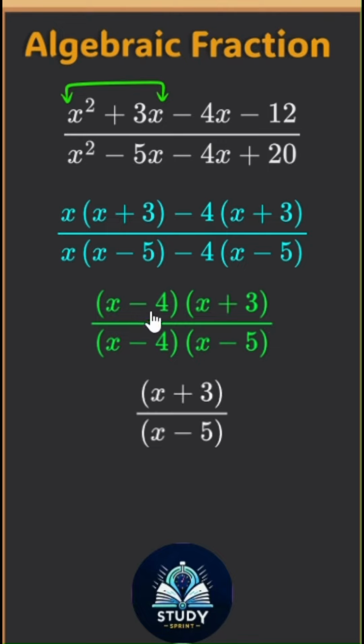After that, you can see that x minus 4 and x minus 4 can divide out because both of them can cancel out from the numerator and the denominator. So we are finally going to be left with x plus 3 divided by x minus 5, which is our answer.